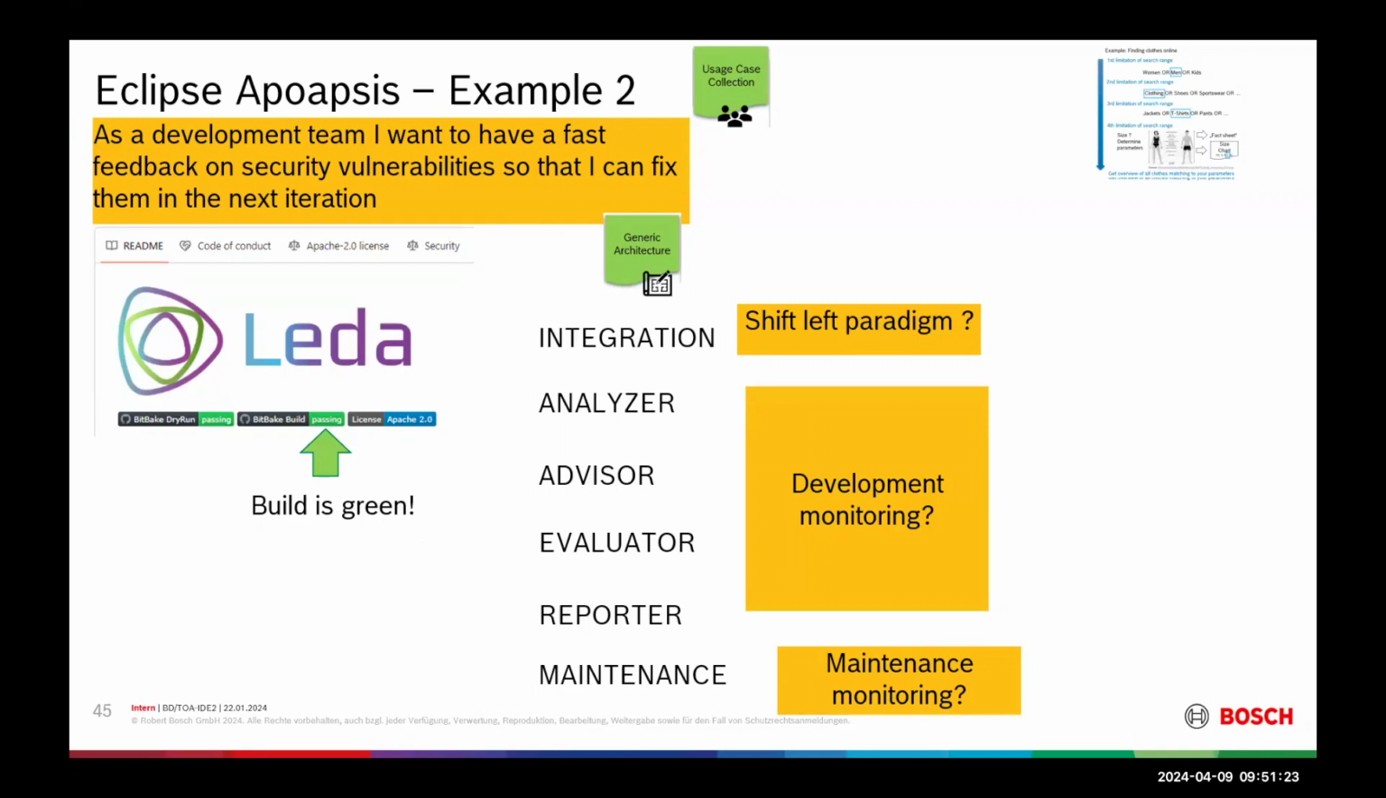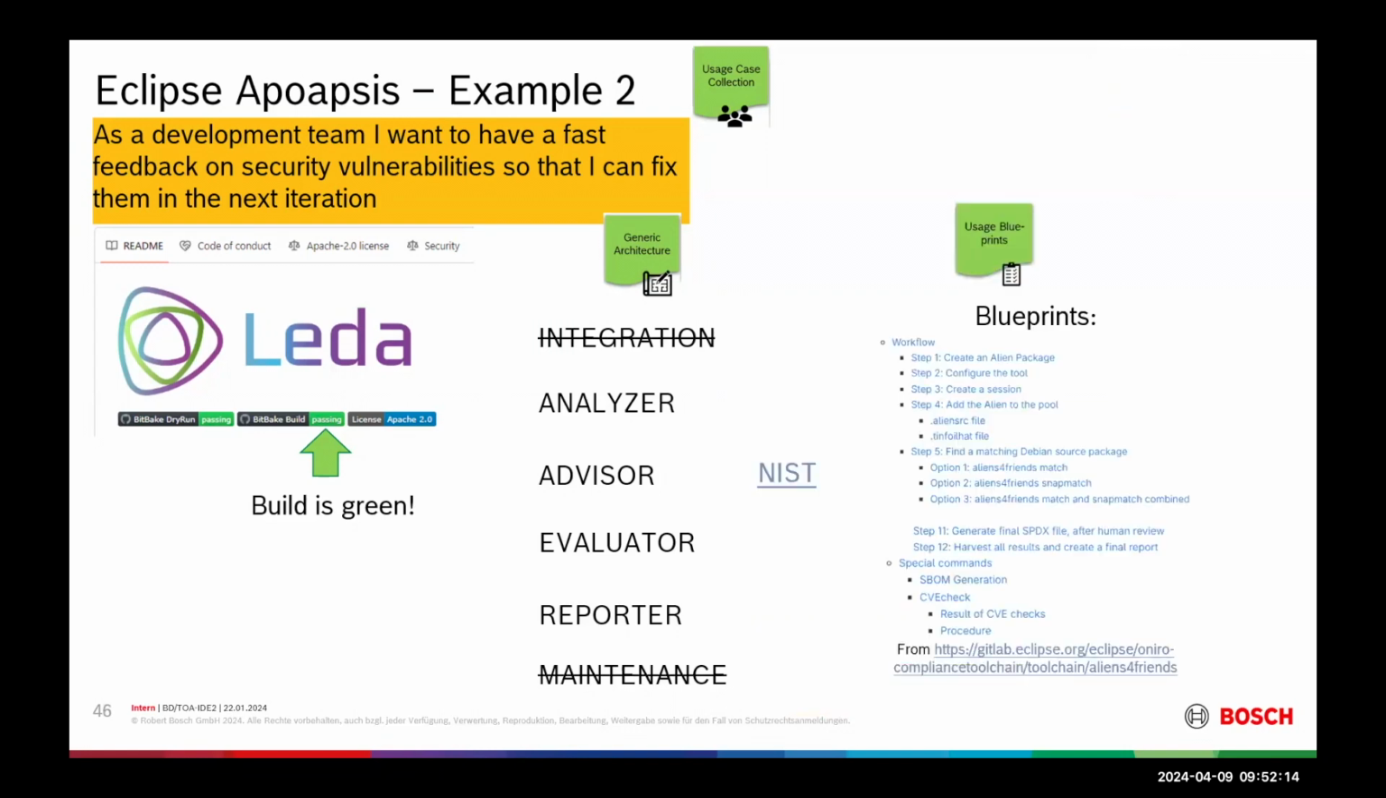But here, again, the question, and here we're on the process level, right? Do you have this shift left idea? Do you have a shadow repository, an asset repository where you monitor all the components that you use? Then you would need a solution that is already implementing something in the integration phase, or are you searching for a development monitoring solution that monitors your development with Analyze, Advise, Evaluate, Reporter? Or is it sufficient for you to develop and then afterwards do a maintenance monitoring? This is important, to then also find the right solution.